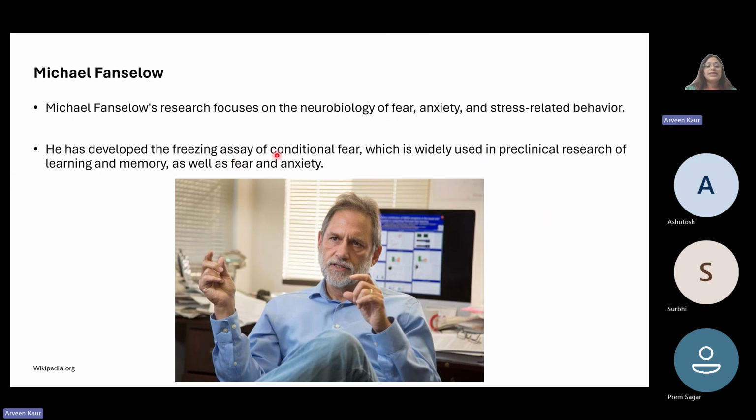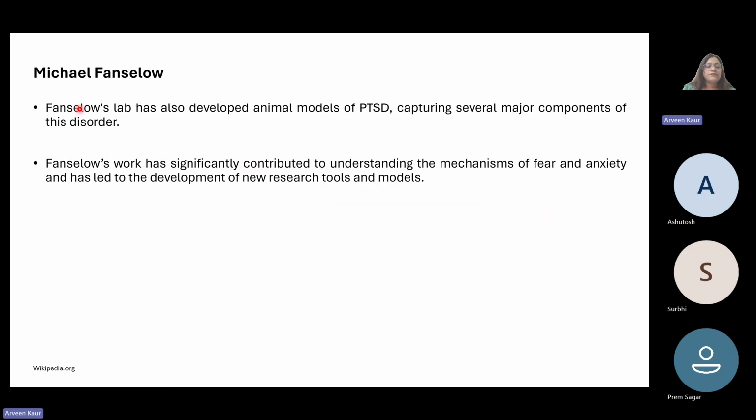He has developed the freezing assay of conditional fear, which is widely used in preclinical research of learning and memory, as well as fear and anxiety. So, Fanselow's lab has also developed animal models of PTSD, that is post traumatic stress disorder, capturing several major components of this disorder. Fanselow's work has significantly contributed to understanding the mechanisms of fear and anxiety and has also led to development of new research tools and models, right?